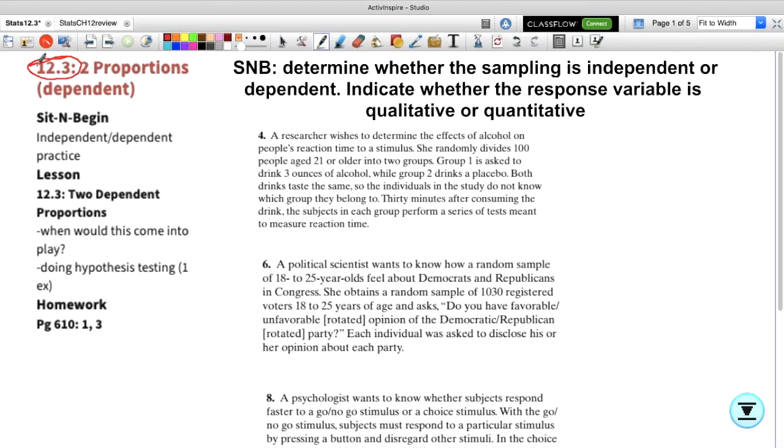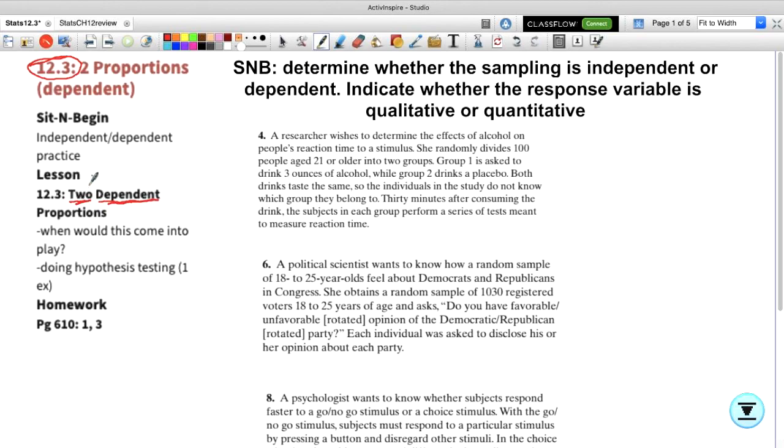So for now, let's just focus on our last new thing, which is super duper exciting. And then we'll review all of the ways that we can test for difference in chapter 12 when we get together next time. So today we're going to be focusing on two dependent proportions.